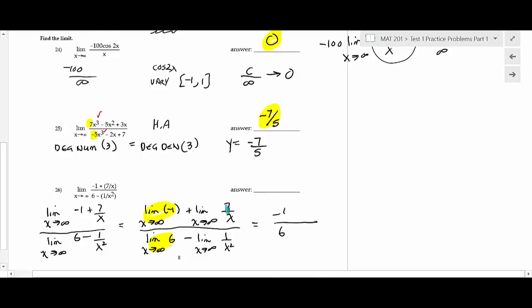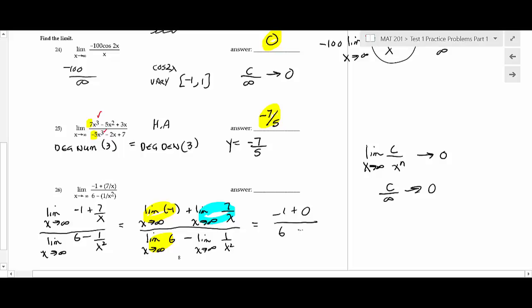But this right here, what we learned is if you take the limit as x goes to infinity of a constant over some power of x, and that can be x to any power, then that thing is going to approach 0. Because what you have is some constant over infinity, and that approaches 0. So that's going to go to 0.